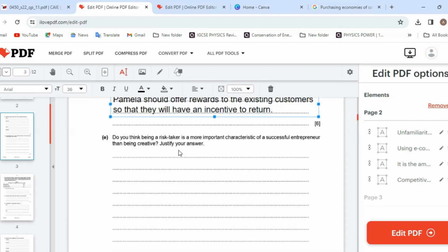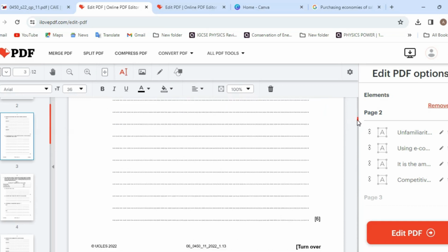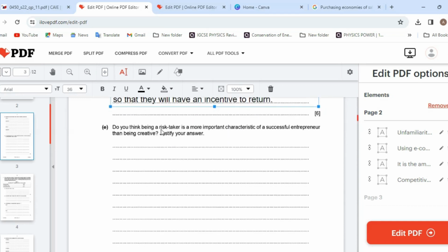Do you think being a risk taker is more important characteristic of a successful entrepreneur than being creative? Justify your answer. Here, to answer this question, you must give us a point under risk taking as a characteristic and also being creative. Now let's start with the risk taking aspect here. Of course, a successful entrepreneur must take risks. Otherwise, of course, there is no business.